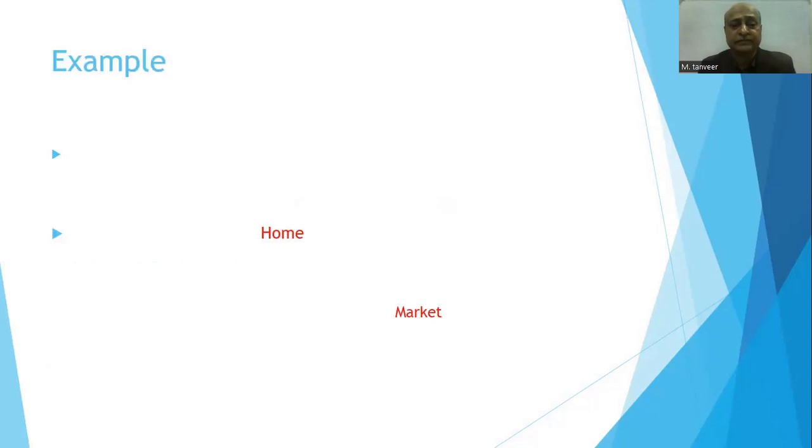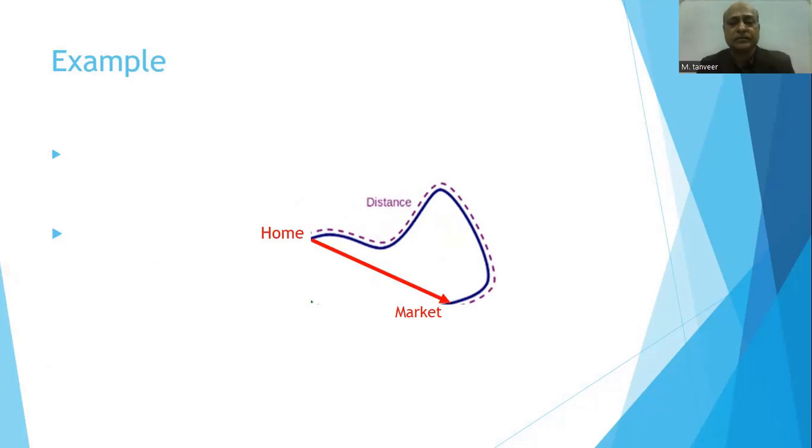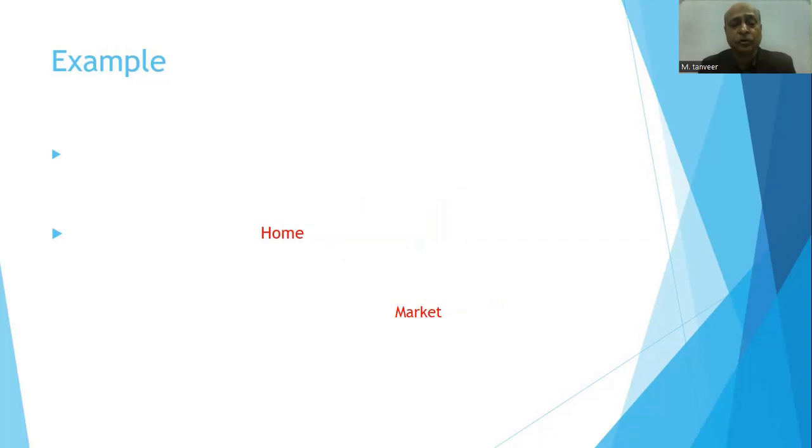Home and market. This is called distance. And this is called displacement. When you follow the long path, then it is called distance. But when you follow the shortest distance between these 2 points, then it is called displacement. So the blue line is distance and the red line is displacement.